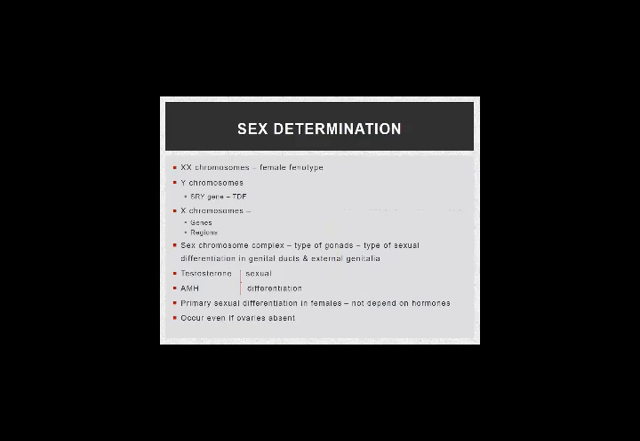So how does sex determination occur? I told you, the Y chromosome in males is responsible for sex determination. If the chromosome complex is XX, then a female will develop. If the chromosome complex is XY, a male will develop. On the short arm of the Y chromosome you have the SRY gene, and this SRY gene is responsible for the production of testis determining factor.